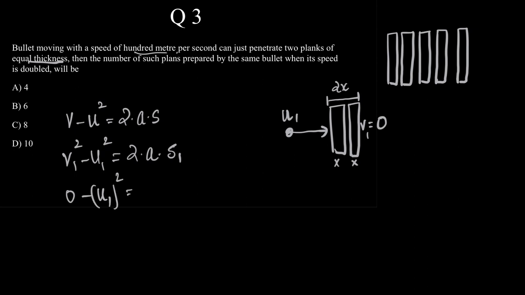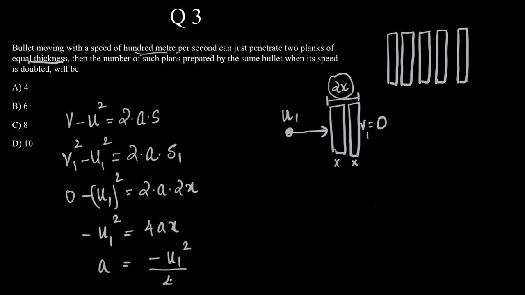So minus u1 square is equal to 2 into a into s1, and s1 is 2x as the body has traveled 2 planks. This can be written as minus u1 square is equal to 4ax, or in other words, a can be written as minus u1 square by 4x. This is the acceleration.